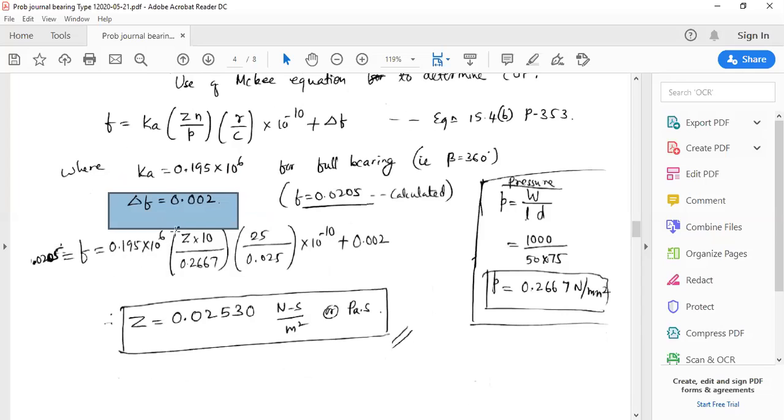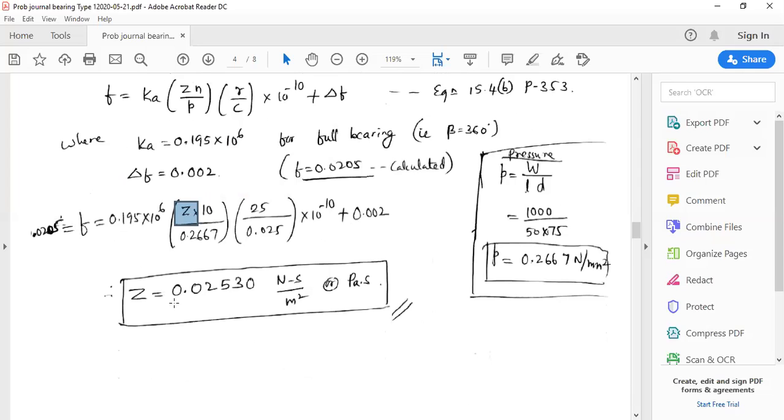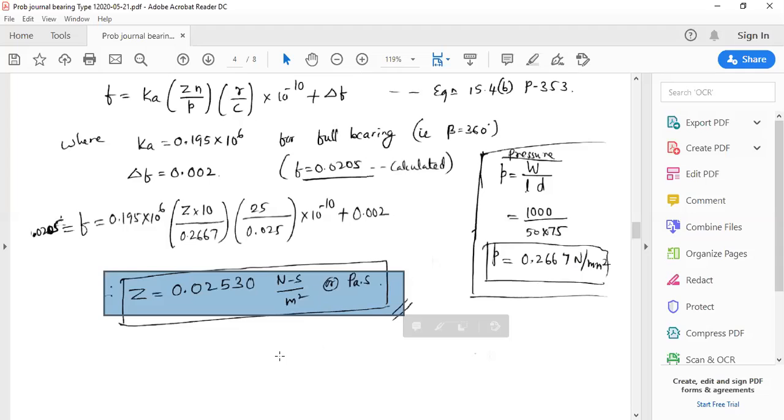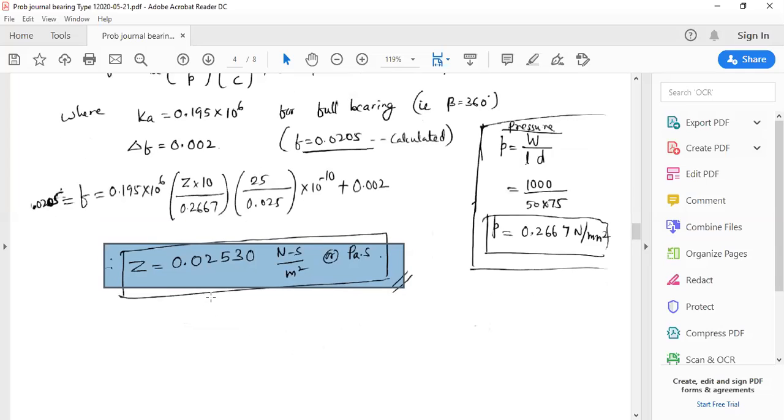So F is calculated, 0.0205, and that is substituted in the LHS. In the RHS only the value of Z, that is absolute viscosity, is the unknown parameter. After simplification, the pressure value is also to be calculated separately: W divided by L into D. W is 1000, D is 50 and L is 75. So the pressure value we get here is 0.2667 Newton per mm square. So the value of Z is 0.02530 Newton second per meter square, which is Pascal second. This is the required answer.